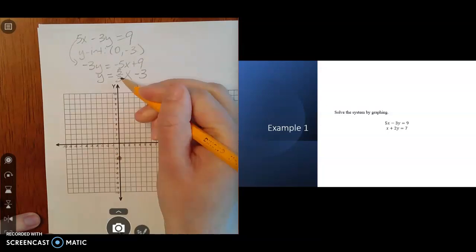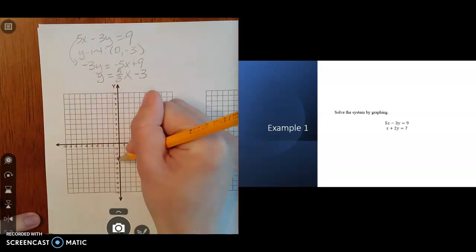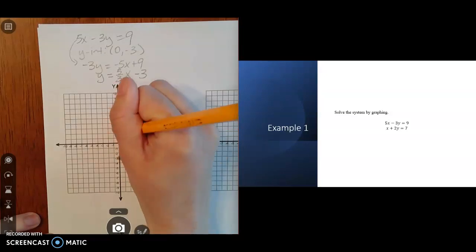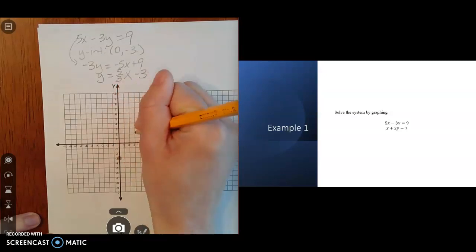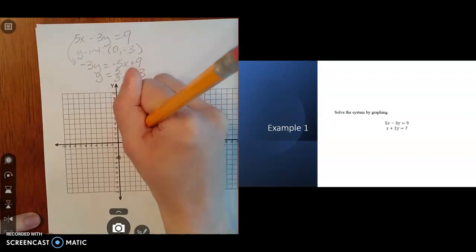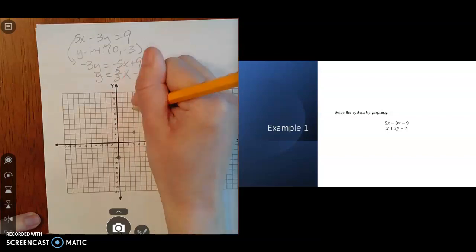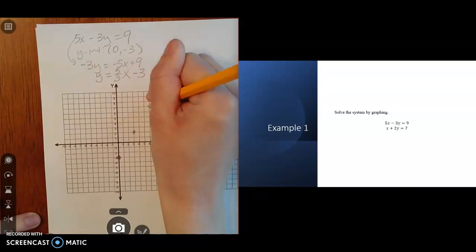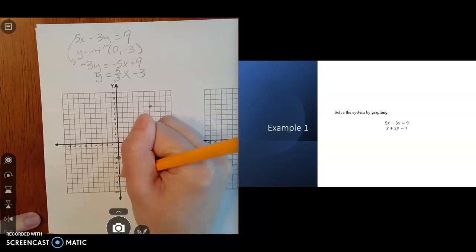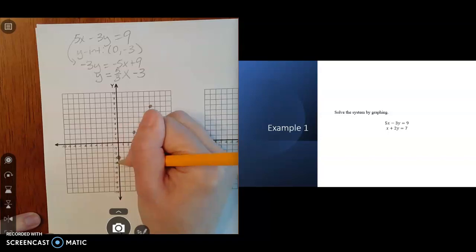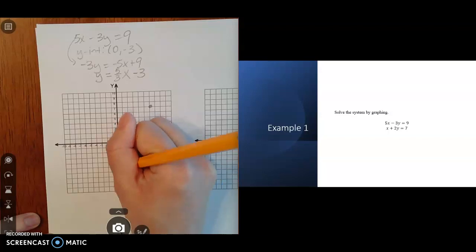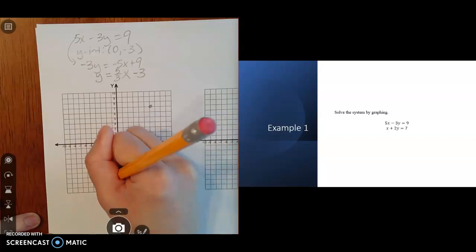And then the slope is 5/3, so that means to get another point, I could go up 1, 2, 3, 4, 5, and to the right 3. And I can do that a couple of times just so I get some more points. Up 5 and 3 to the right. I also, if I want to, could go down 5 and left 3 because a negative divided by a negative is also a positive. So I could go down 1, 2, 3, 4, 5 and left 3.